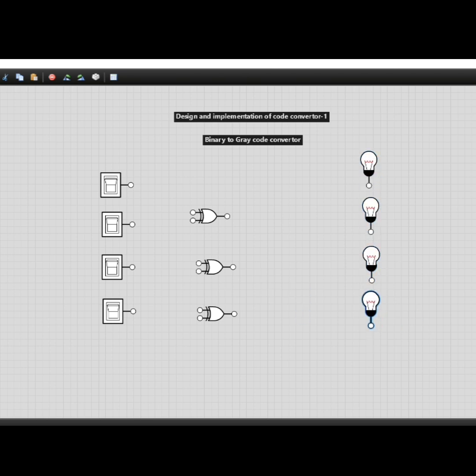For the binary to gray code converter, you need 4 inputs, 4 outputs, and 3 XOR gates. The 4 inputs are B3, B2, B1, B0. The 4 outputs are G0, G1, G2 and G3. Let's give the connection.